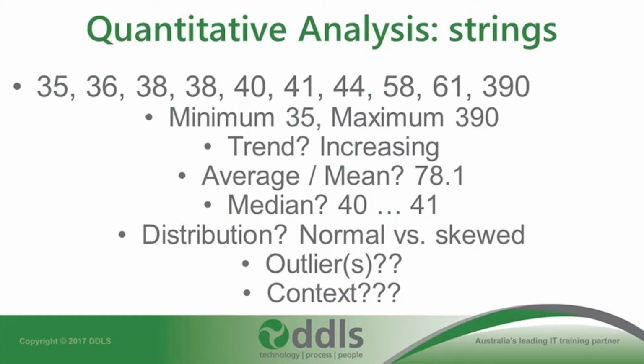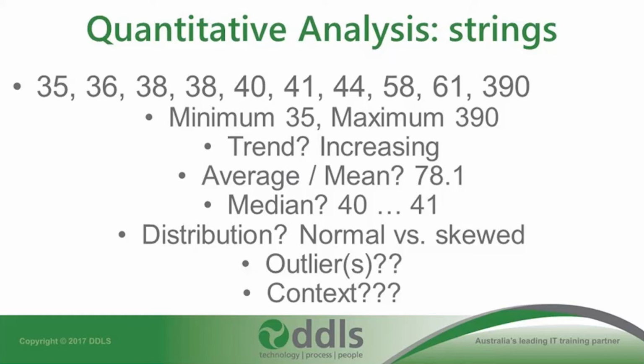What's the trend? They're all increasing. Hopefully you all got those. Did you have time to calculate the average or the mean, which, by the way, was 78.1? Now, that's hugely skewed by the big one on the end, isn't it? If you took that one out, you'd have a much lower average or mean. Not sure if you all know what the median is. The median is the central number, the one where there's as many to the left as there are to the right, and because there's an even number of numbers in the string, that's either the 40 or the 41 in the middle of the string.